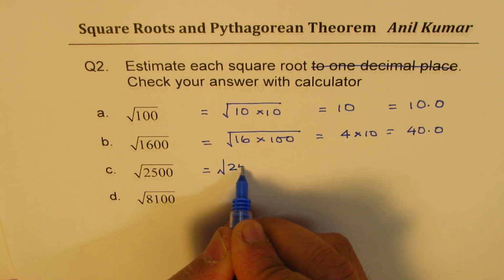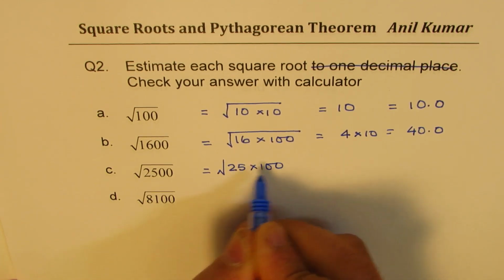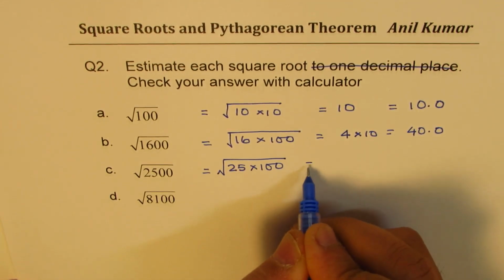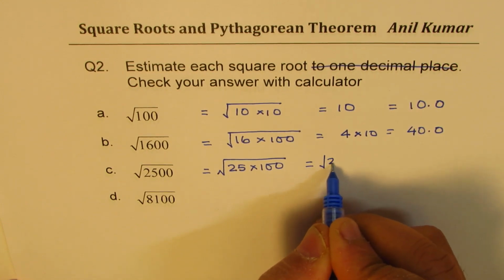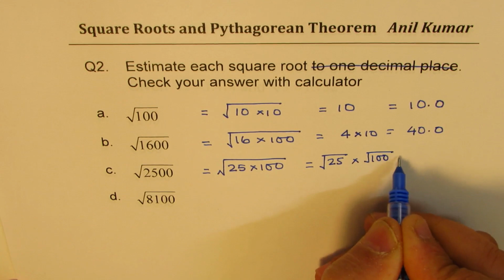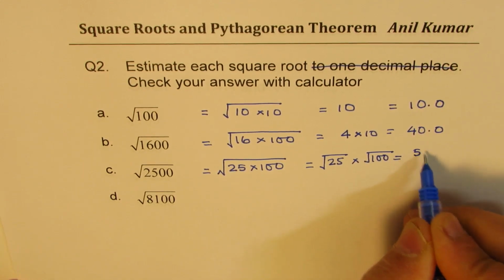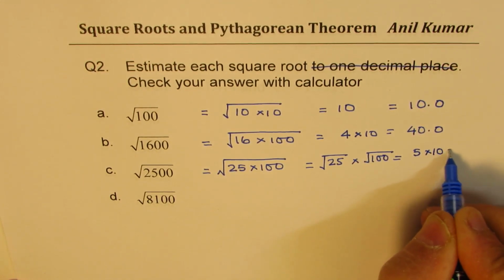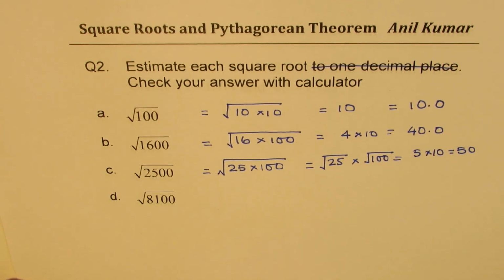So I could write this as 25 times 100, which could be thought of as square root of 25 times square root of 100. Now square root of 25 is 5 and that of 100 is 10. So we could write this as 50. Do you see that part? So that is how you could do with bigger numbers.